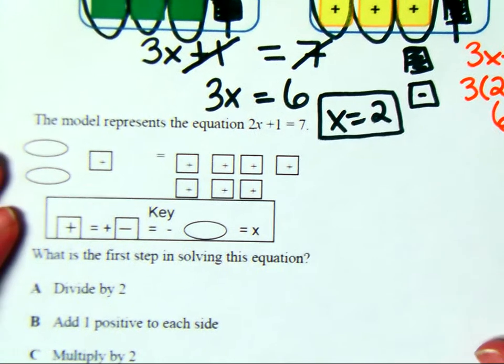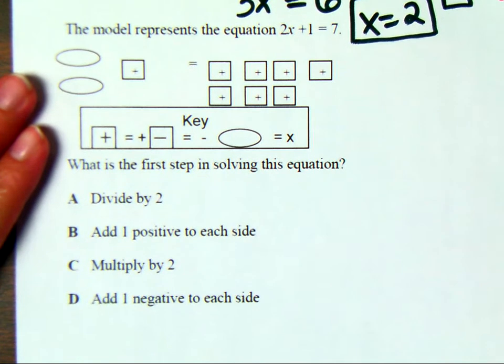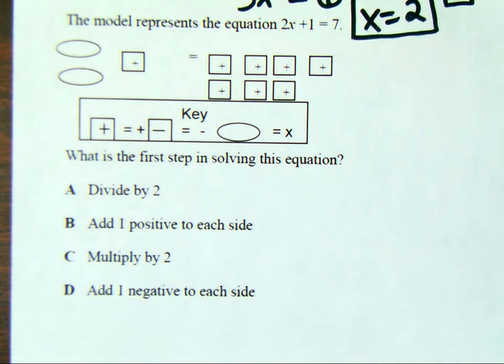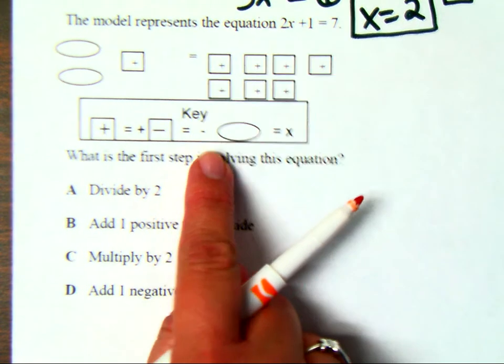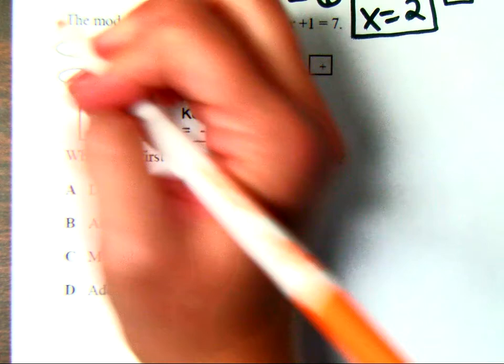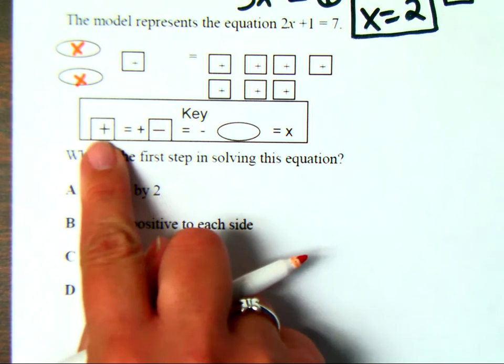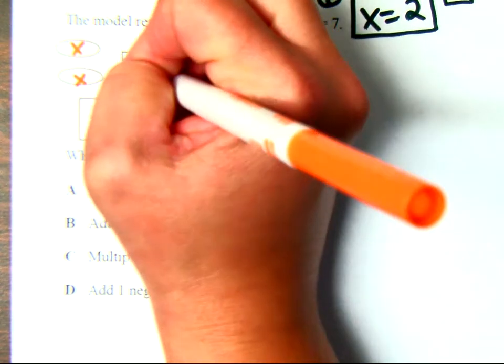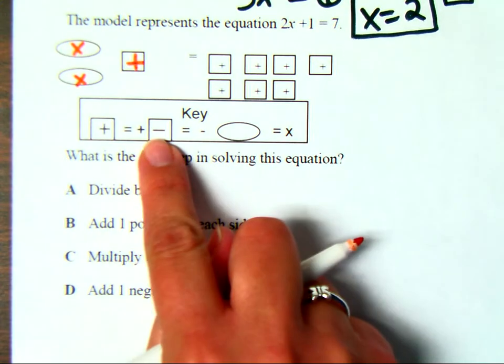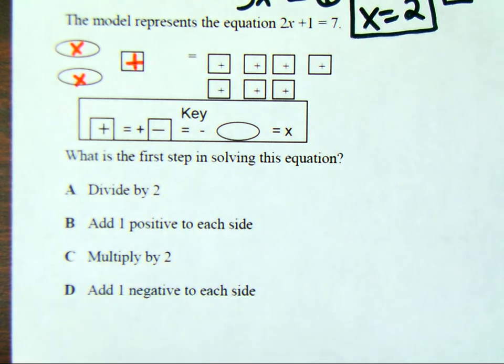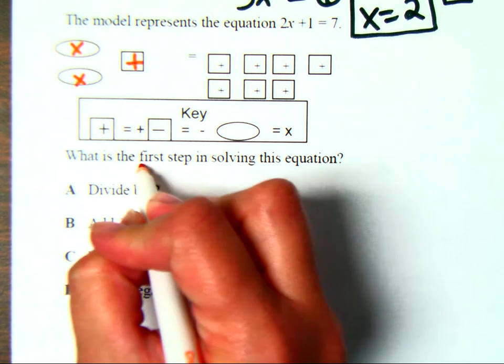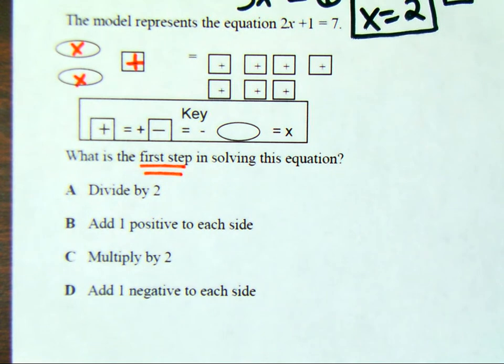So let's look at this next one. It says the model represents 2x plus 1 equals 7. And they even give you a key down here. So the circles, or the ovals, are x's. The positive box is a positive sign. And the negative are our negative signs, our negative numbers, our integers. So we're not even solving. We're just thinking about the very first step. And this is what we call a process question. Sometimes that's all they want to know.